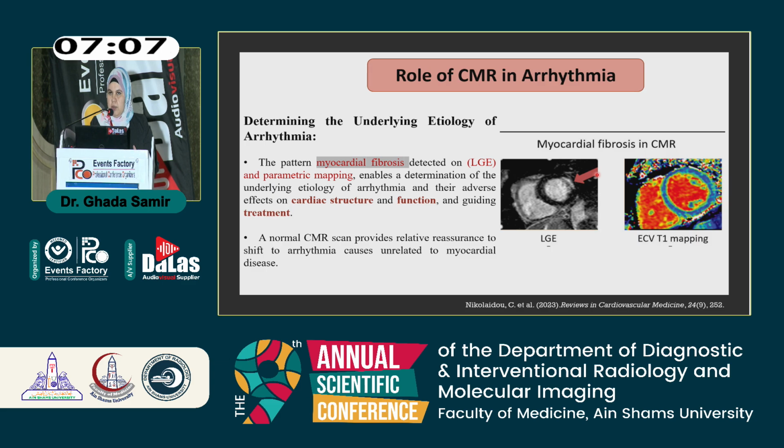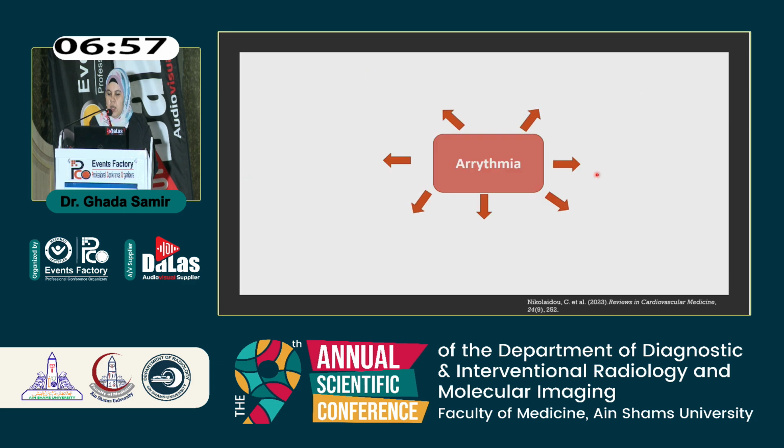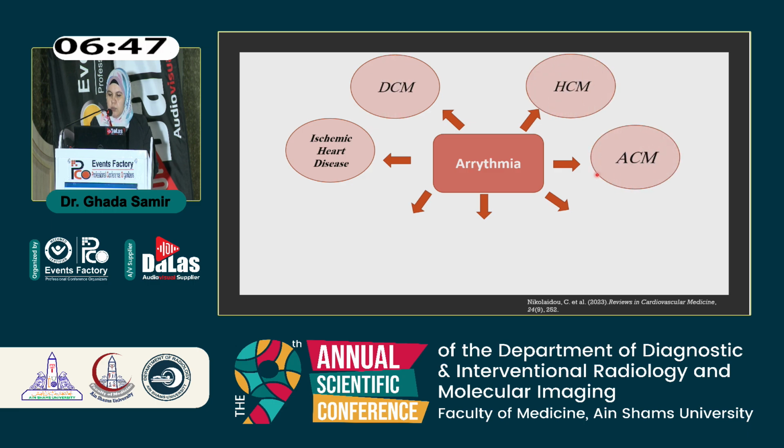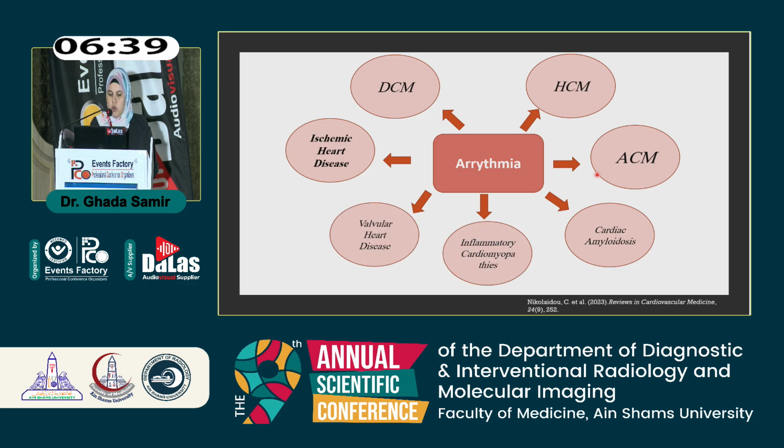Conversely, a normal MRI can provide relative reassurance for the patient and shift the focus to other causes of arrhythmia that are not related to myocardial disease. Various structural causes of arrhythmia can be detected by MRI. For example, you can detect ischemic heart disease, dilated cardiomyopathy, hypertrophic cardiomyopathies, arrhythmogenic cardiomyopathies, cardiac amyloidosis, inflammatory cardiomyopathies or myocarditis, and valvular heart disease.